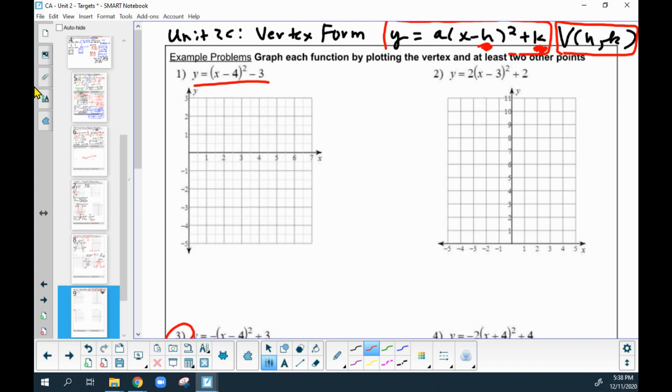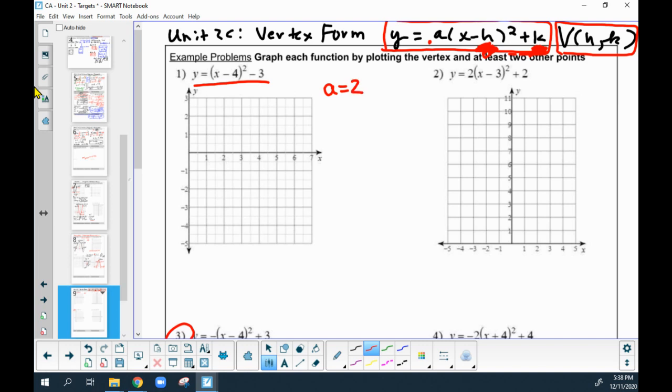We already have a vertex screaming at us because in this format right here, this h inside the argument and this k outside the argument will give us a vertex. We're going to treat everything else the same. So the a is still going to tell us whether there's a stretch or a shrink and whether it opens up or down. So let's start problem 2.